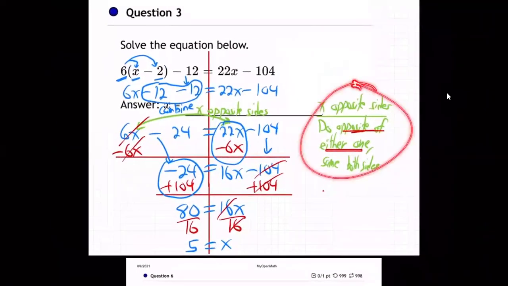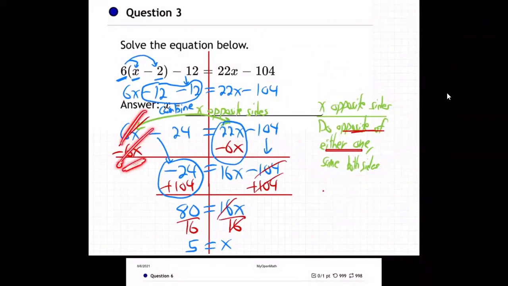Again, the key step, when you have X's on opposite sides, do the opposite of one of them. Just get rid of one of them, but you've got to do that same thing to both sides. And the last step for solving for X is dividing by the number, the identical number, same sign, same everything, that's right next to X. There we go.